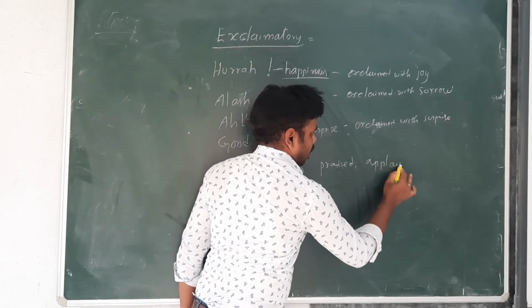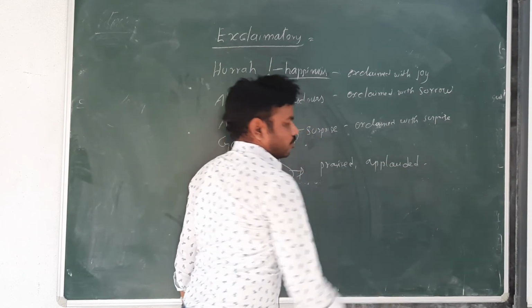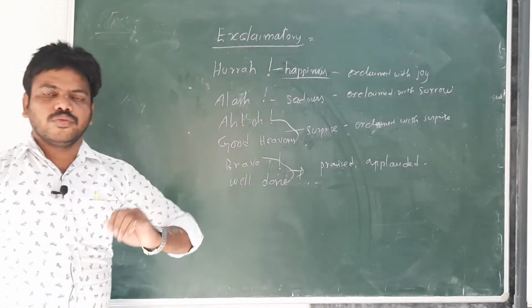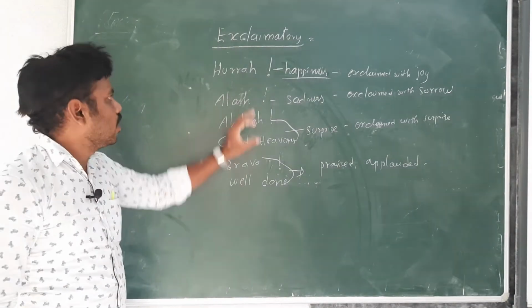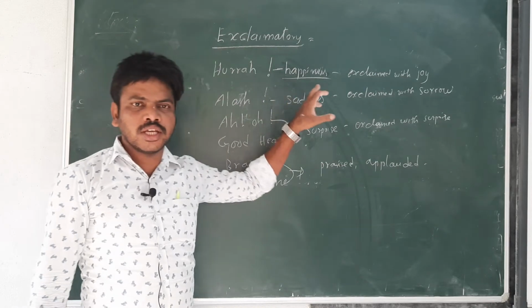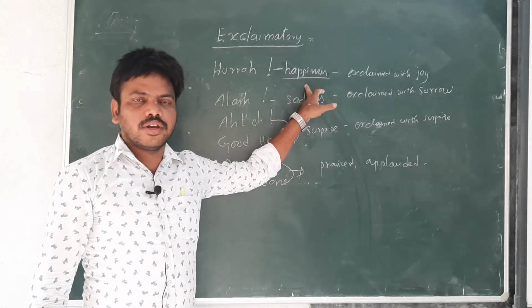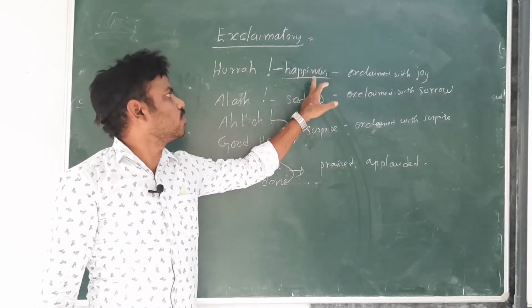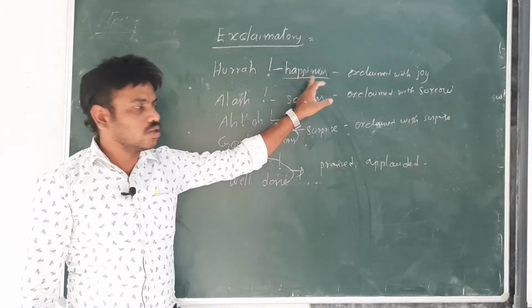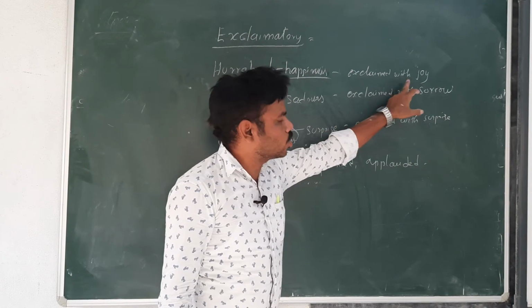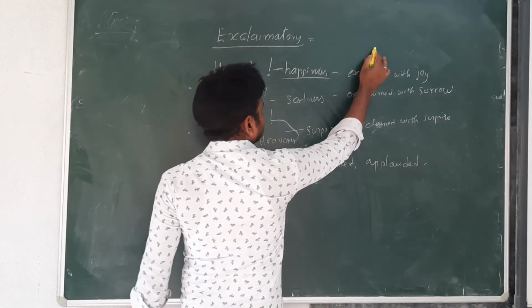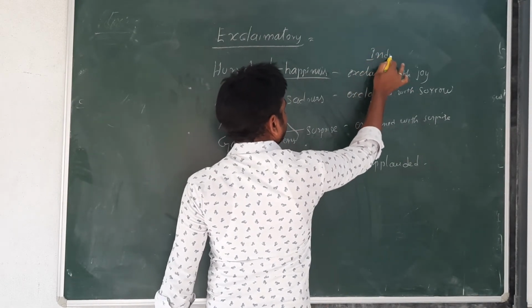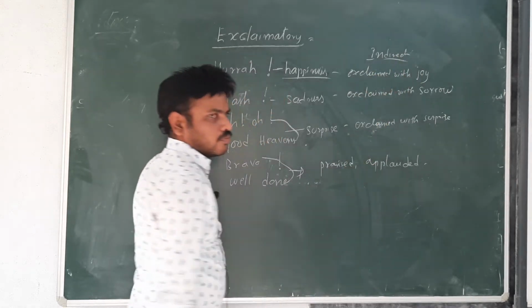So these we should change in indirect speech. First one, what is it? Hooray. Hooray means happiness. When we get some certificate, and when we get good marks, we get happiness. So in this case, we should write exclaimed with joy. This is the indirect speech.